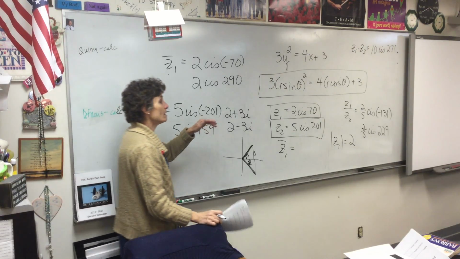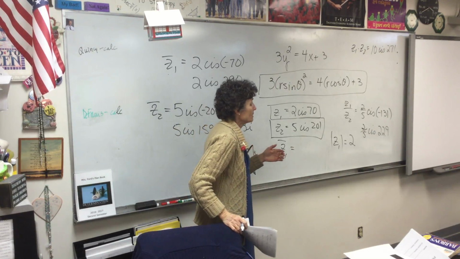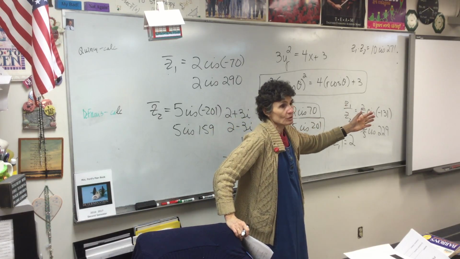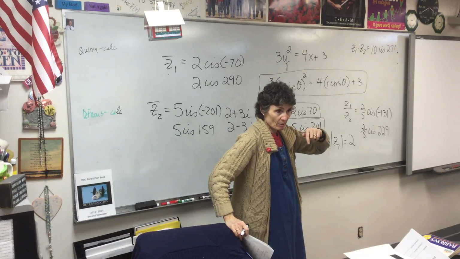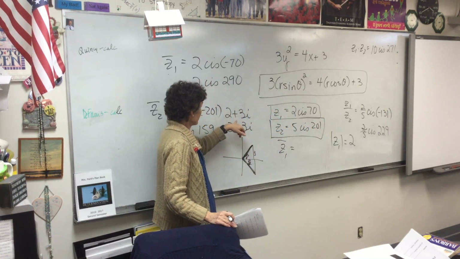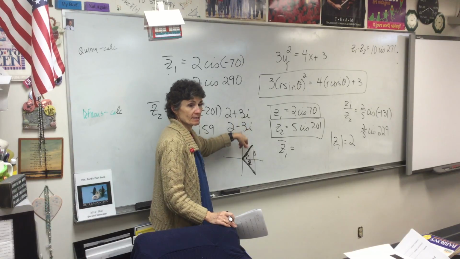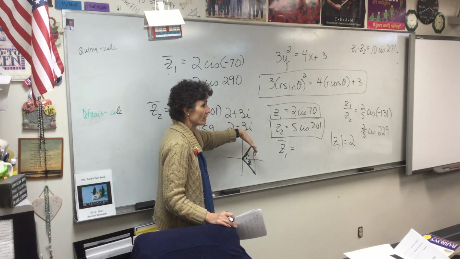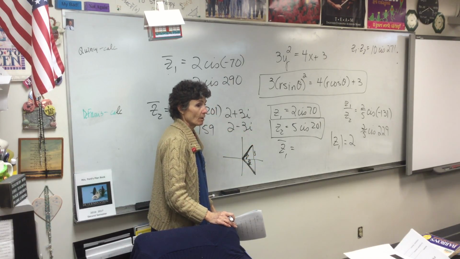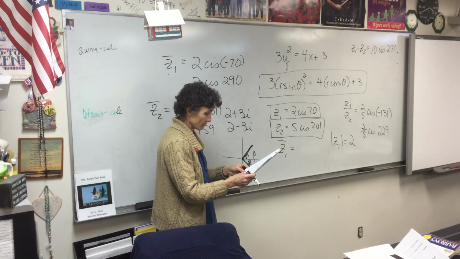So in polar form, the conjugate has the same R value, negative theta value. In complex form, to get the conjugate, you just change that middle sign, right? Which takes you from going up to going down. That's why you have the angle change.